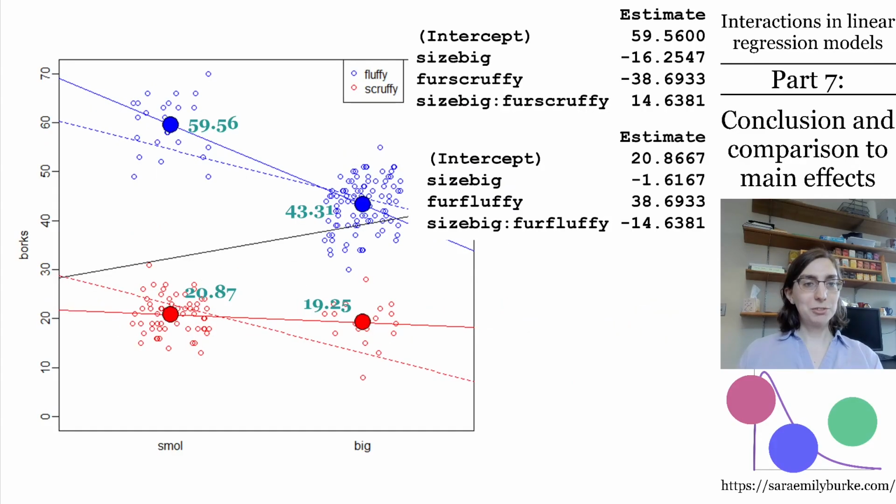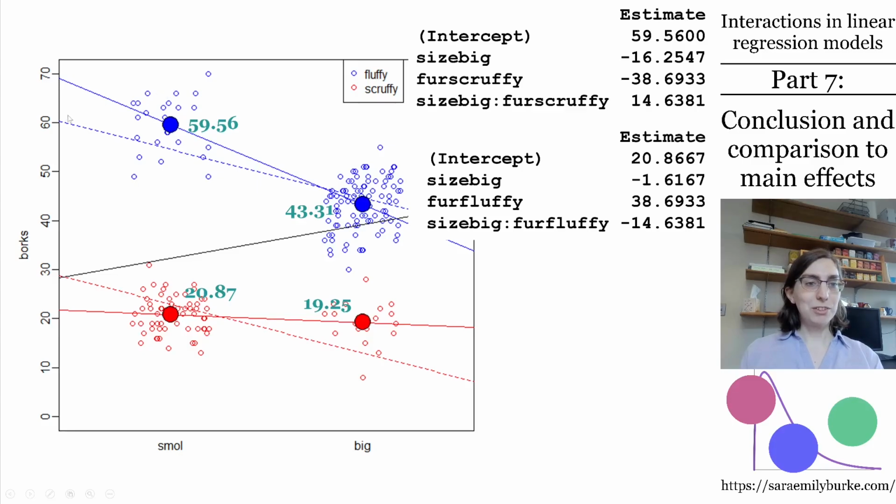Here I've moved the plot over and put that output from the previous slide just with the slopes on the screen so that you can see. And the slope of size is negative 16. And the blue line has a slope of negative 16, and the red line has a slope of negative 1.6. Because these lines are allowed to have different slopes by the inclusion of the interaction, now the least squares algorithm can actually make them connect the dots of all four means.